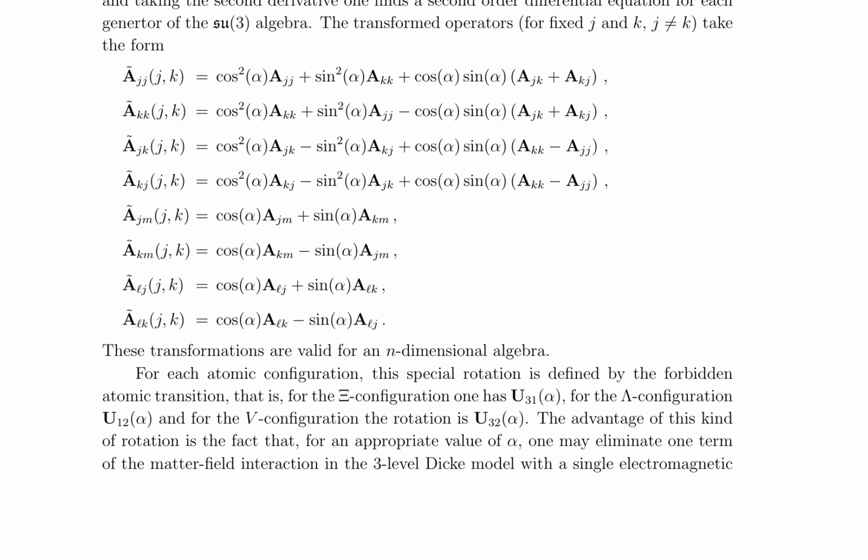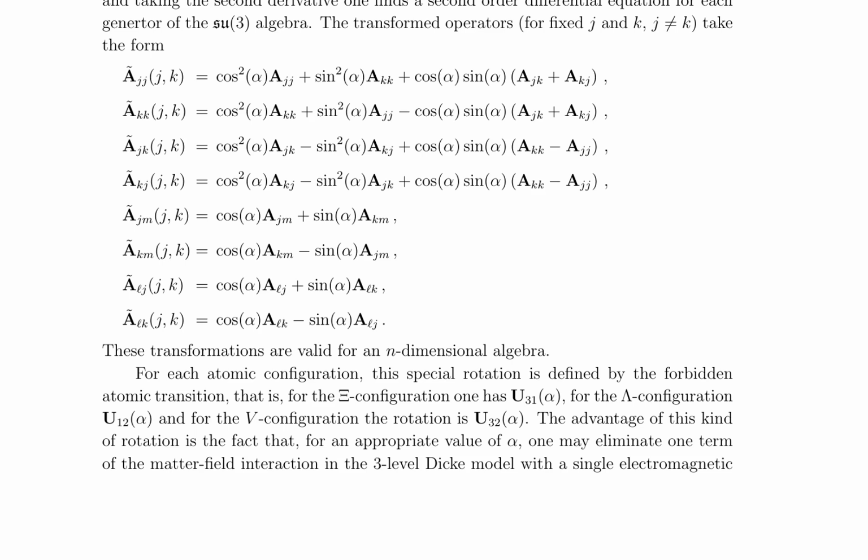The transformed operators are then expressed in terms of the original ones, with at least one coincidental index with the transformation. The resulting expressions for AJ, AK, AKJ, AJM, ACM, ALJ, and ALK are presented. These transformations are valid for an n-dimensional algebra.